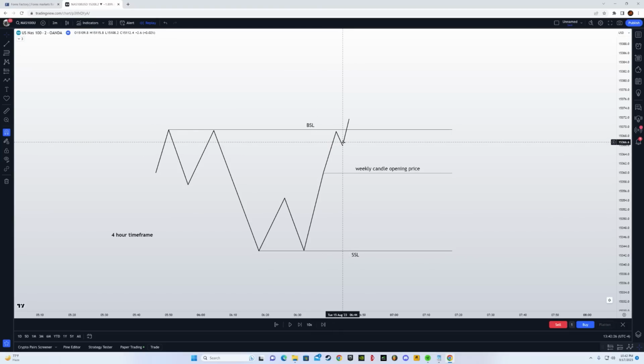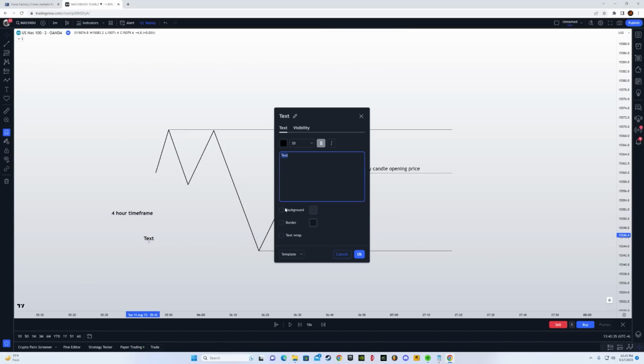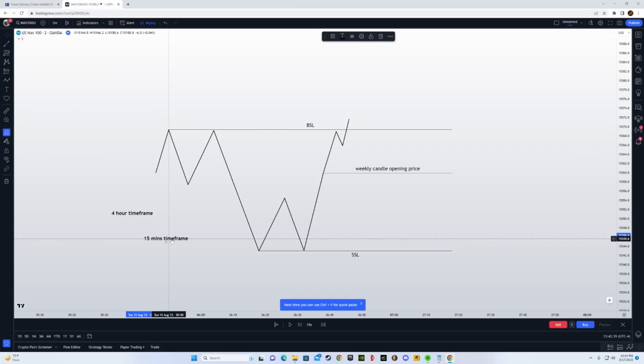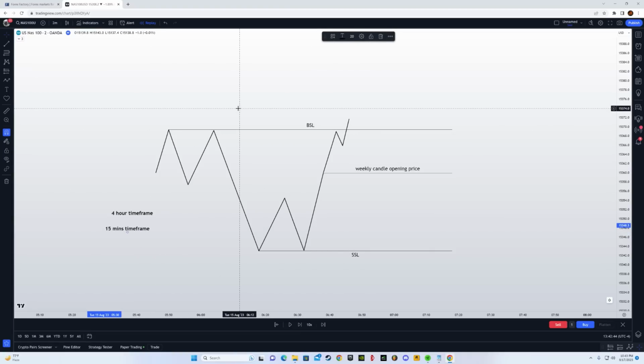So now once price has taken out the 4-hour buy side liquidity, you have to drop down to the 15 minutes time frame once you have a purge on the liquidity. Right now, here's the step. You have to look for a market structure shift. Now what it's going to do is confirm the direction. It's going to confirm your bias. Okay, so you have to look for a 15 minutes market structure shift.